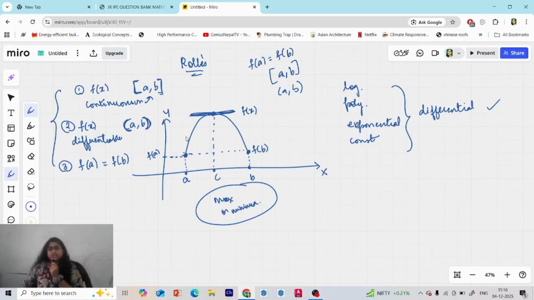If these three conditions are met, there must exist a point between A and B such that, okay, there's a point C between A and B such that its slope is 0, which means f dash C should be equal to 0. There exists a point C belongs to A comma B such that f dash C is equal to 0. This is what Rolle's theorem is.